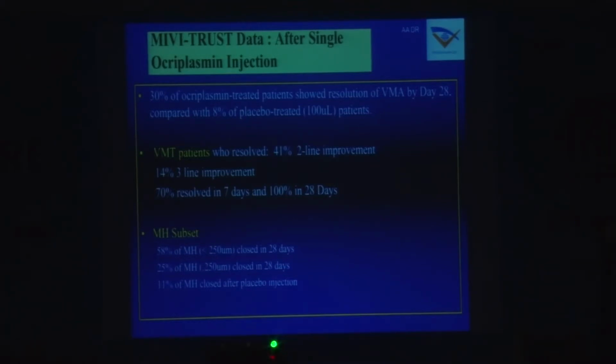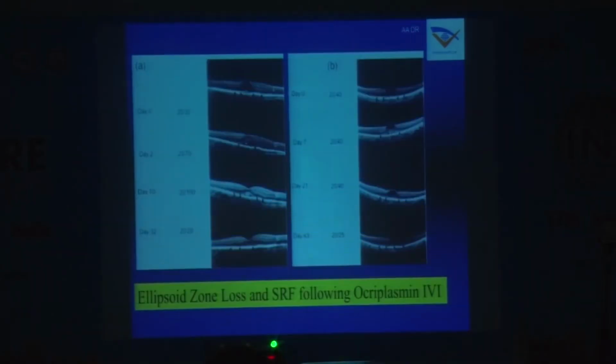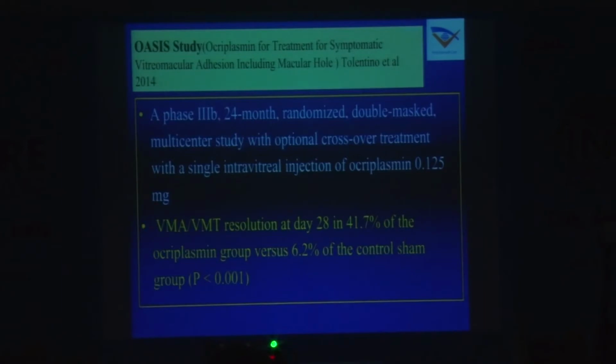In about 28% of patients the vitreomacular traction got released, and in about 8% of the placebo group it got released. So eventually the effect was 20%. In the macular hole subset, 58% of the macular holes which were less than 250 microns closed in 28 days. The most common problems these patients had were floaters, eye pain, and then visual disturbances, which came up later, with an effect on the ellipsoid zone and accumulation of subretinal fluid following Ocriplasmin injection.